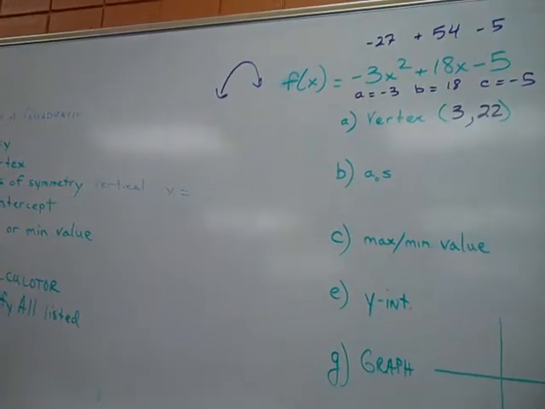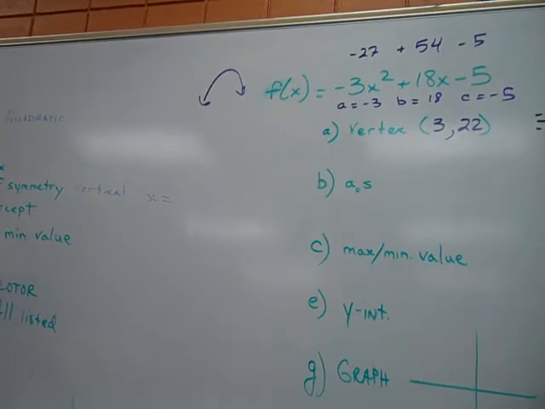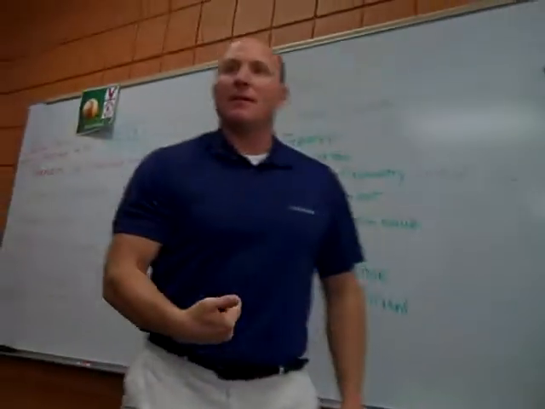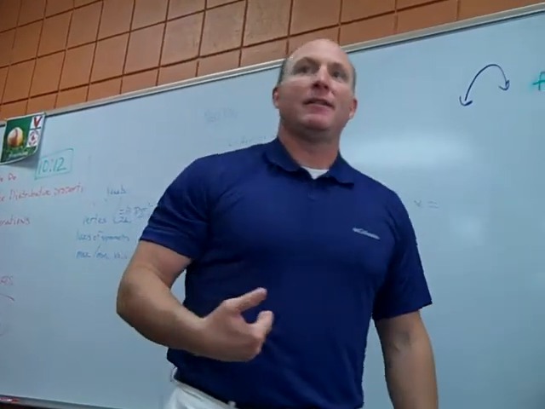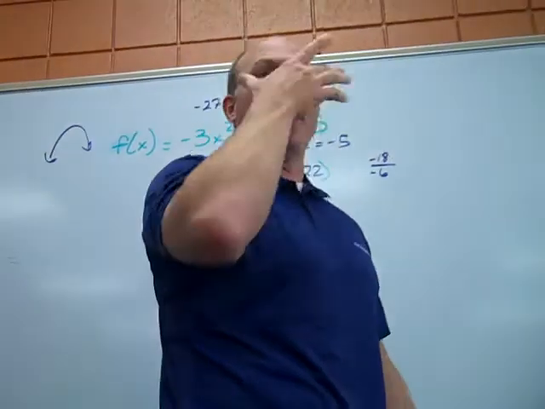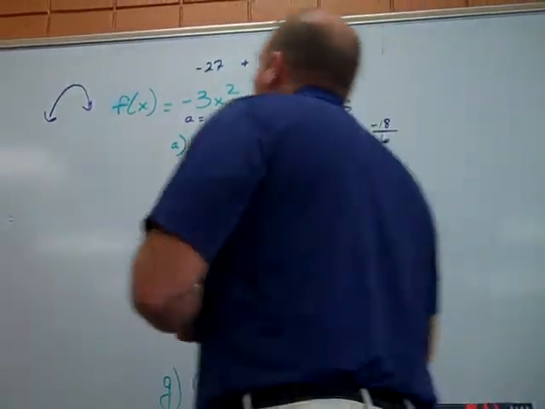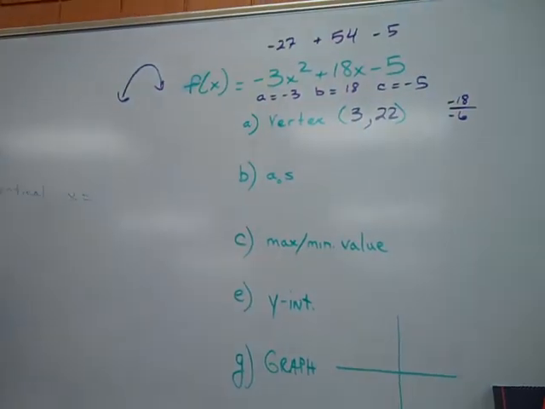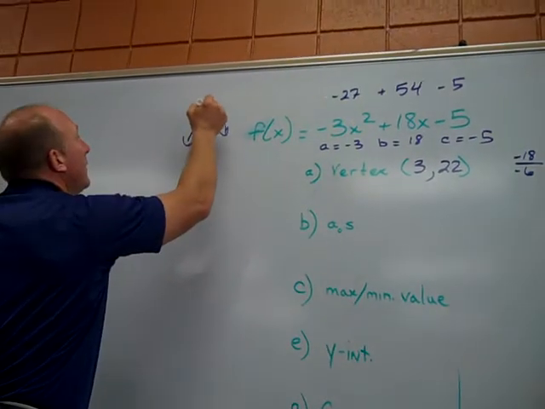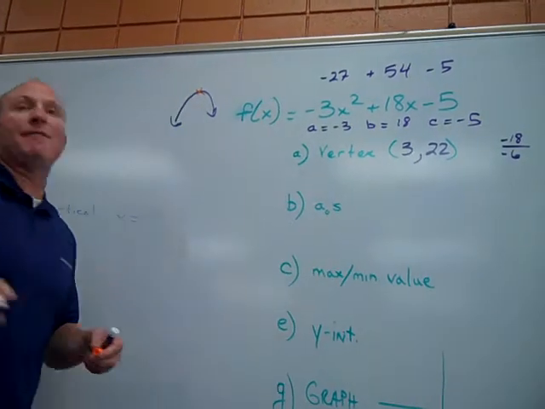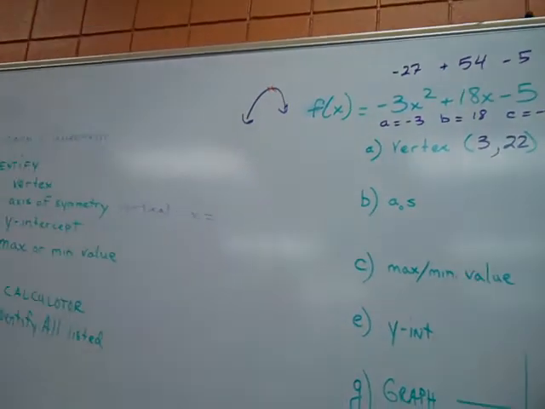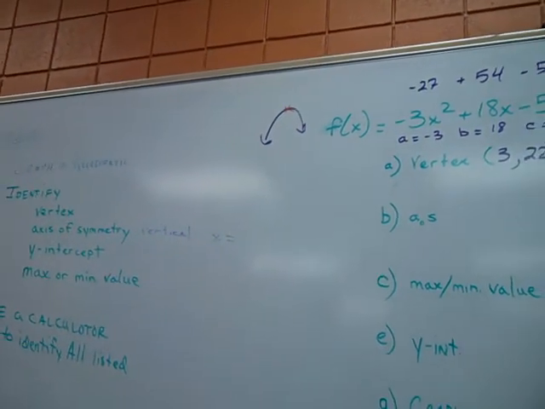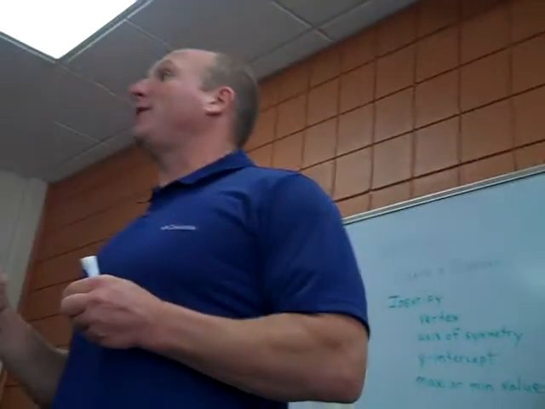Now, where does the axis of symmetry go? Right down the middle. Okay? Where's the vertex? It's right at the top. Does a vertex Y value ever repeat? No. Does its X value ever repeat? It is unique.